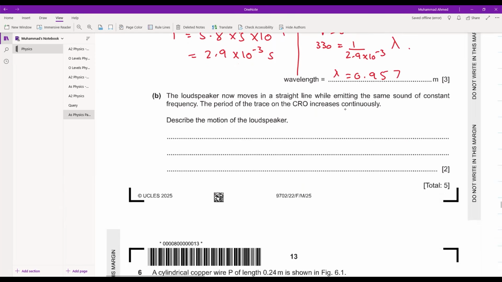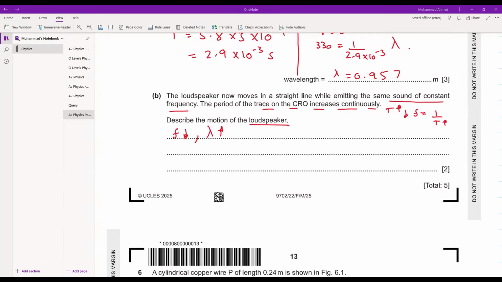The loudspeaker now moves in a straight line while emitting the same sound of constant frequency. The period of the trace on the CRO increases continuously. That means your time period is increasing continuously. If your time period is increasing, you know frequency is equal to 1 over time period, so frequency will decrease. If your frequency is decreasing, that means your wavelength is increasing. That means the loudspeaker is moving away from you at an increasing speed.